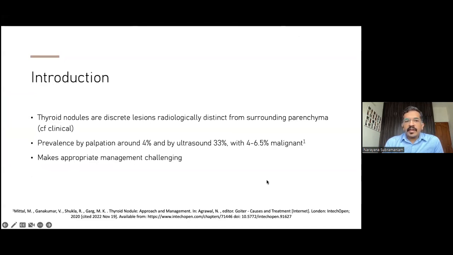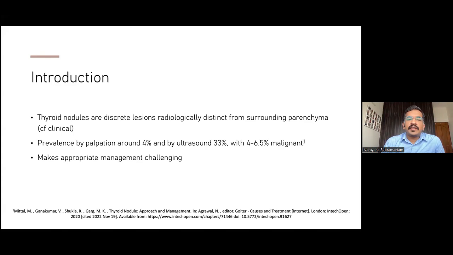So thyroid nodules are discrete lesions that are radiologically distinct from the surrounding parenchyma. So this is an important definition. We all know what thyroid nodules are, but it's important that they're radiologically distinct. What we need to realize here is that sometimes we have clinically palpable nodules that are not distinct from the rest of the thyroid parenchyma, and these are technically not thyroid nodules. So even though we may feel, for example, nodules within a goiter, if they're not radiologically distinct, we don't treat them as nodules.